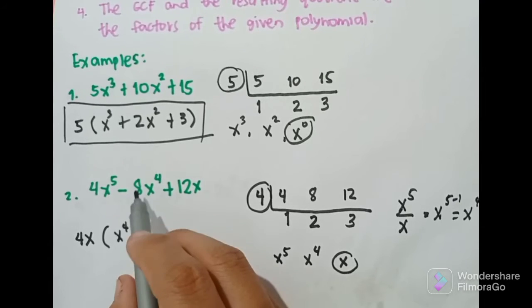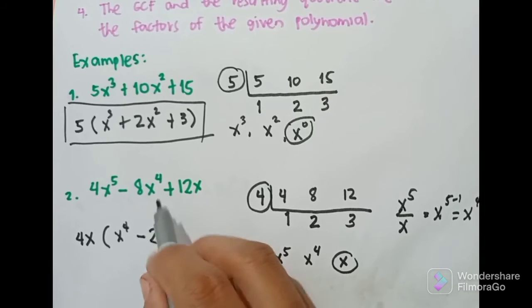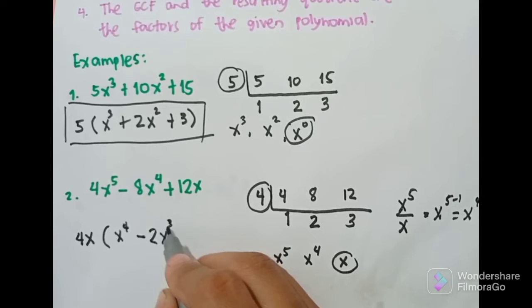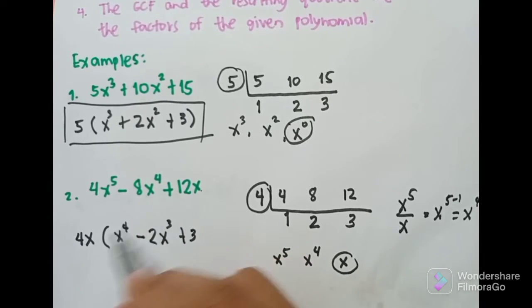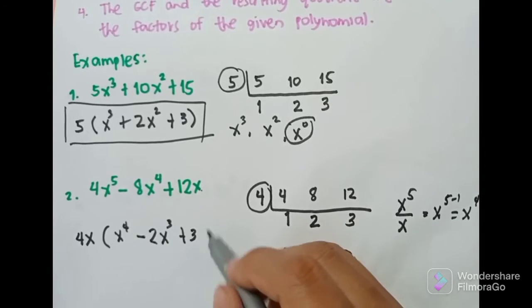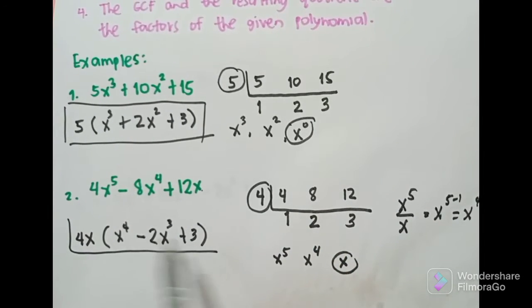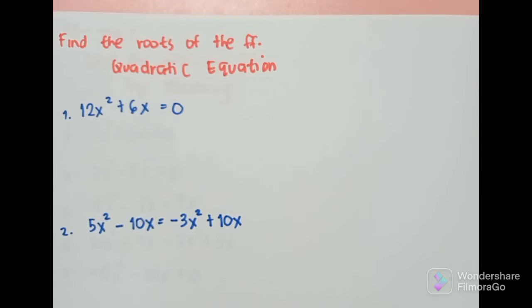Okay, so minus 8 divided by 4, that is 2. So, x to the fourth divided by x, so 4 minus 1, that is x raised to 3. Plus 12 divided by 4, that is 3. x divided by x, that is 1. So, 3 times 1, that is still 3. So, therefore, ito na yung factors ng ating polynomial. Okay, so now let us proceed to the examples.